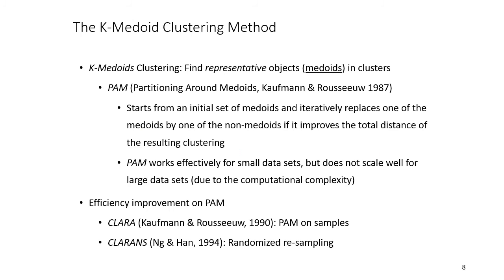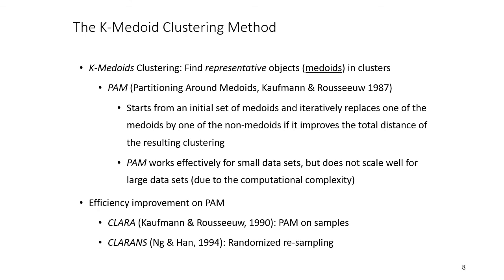The k-medoid clustering method finds the representative objects, or medoids, in clusters. Partitioning around medoids, or k-medoids, basically starts from an initial set of medoids and iteratively replaces one of the medoids by one of the non-medoids to find if it improves the total distance of the resulting clusters. If it is better, it is replaced, and if it is not better, it is ignored. PAM usually works effectively for small datasets, but it does not scale well for large datasets because of the computational complexity involved at each step.